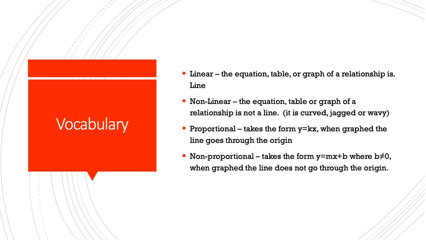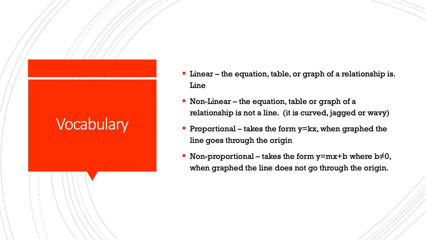Proportional, if you remember from seventh grade and actually earlier in the year, the equation for a proportional line was y equals kx. K was the constant of proportionality. So if we had a table, when you divided your y value by the x value, whatever quotient you got every time was called the constant of proportionality.